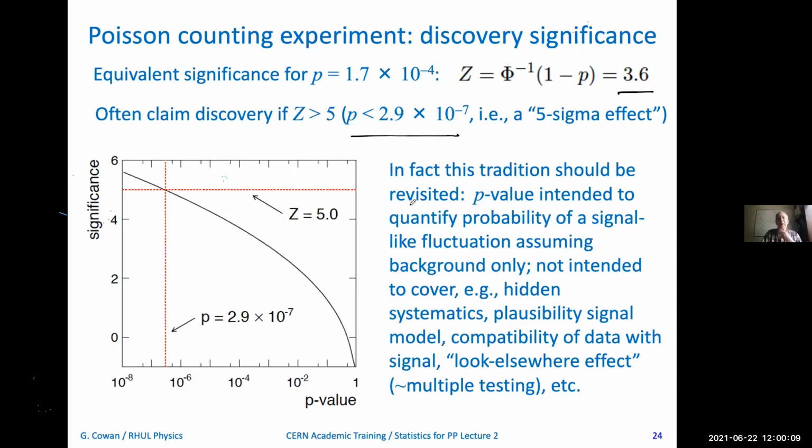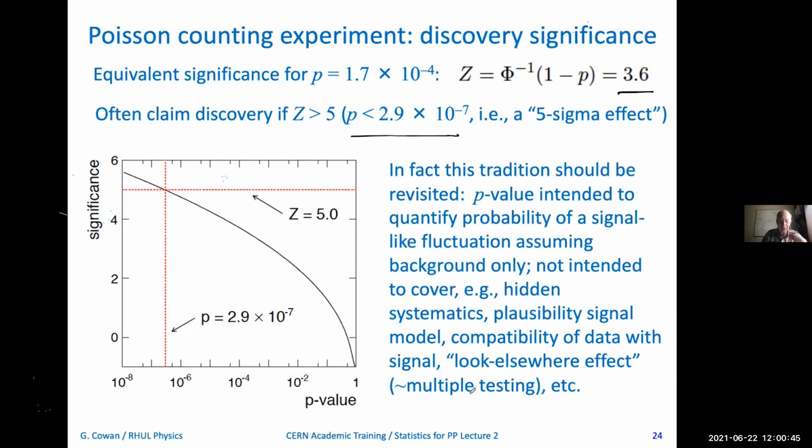In practice, we might want to revisit that tradition. The reason that we traditionally insist on such a high threshold has a number of reasons. It has to do with the fact that we might not trust the model that was used as the basis of computing that p-value. So there could be systematic uncertainties that we don't cover. There could be problems with what is called the look elsewhere effect. That is to say, we might have made many different tests of the same hypothesis. So there's this so-called multiple testing.